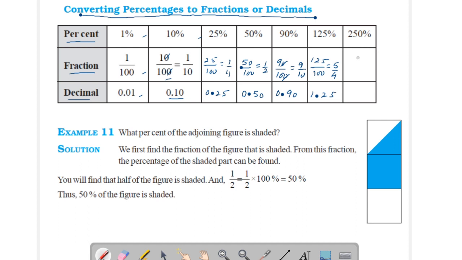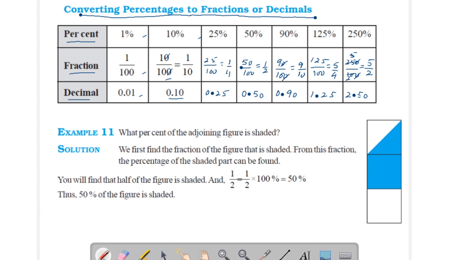Now 250%, this can be written as 250 upon 100 in fraction. And if you simplify it, here you can cancel 0 by 0, then by 5, 5 5 is 25, and 5 2 is 10, that is 5 upon 2. And in decimal, you can write it as 2.50.